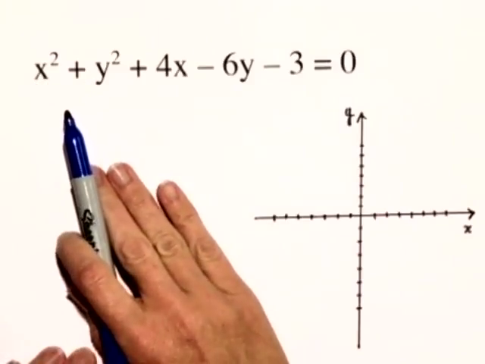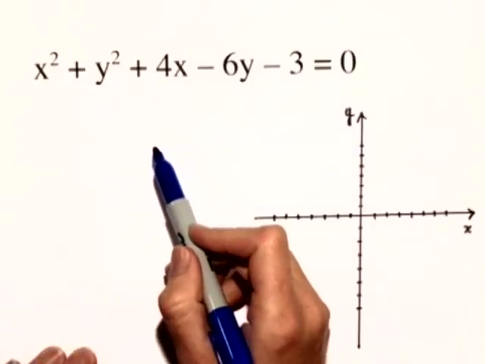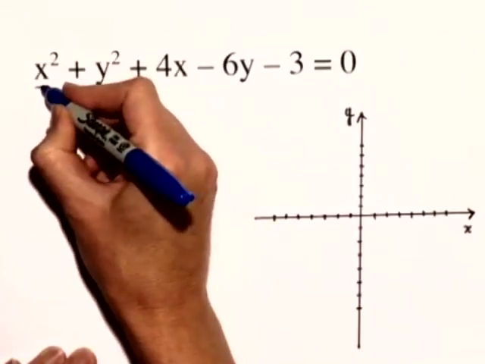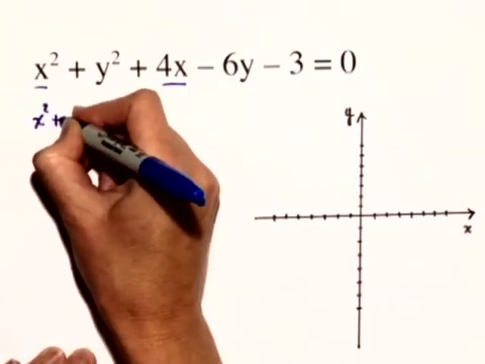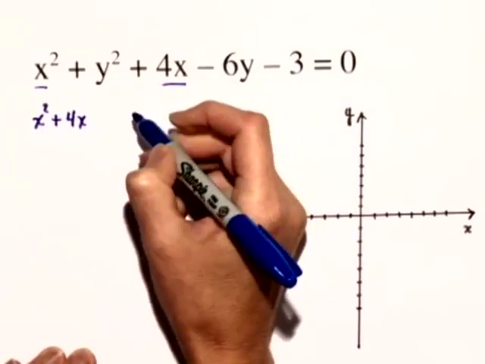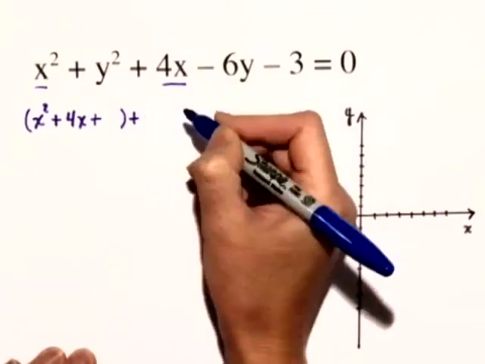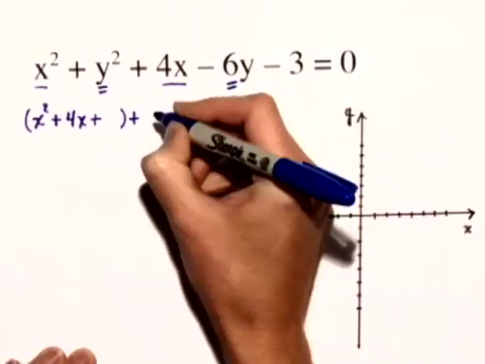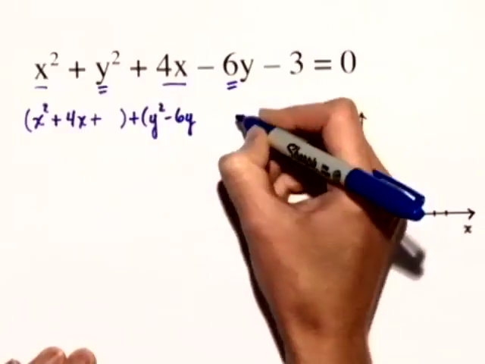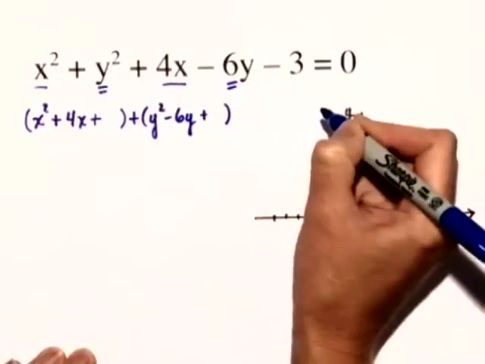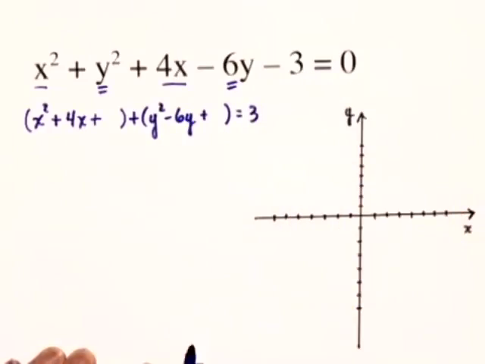But before we graph it, we really want to put it in standard form so we can pick out the center and also the radius. So in order to do that, what I want to do first of all is group the x terms together, and I'll have x squared plus 4x, and I'm going to leave some space because I'm going to complete the square on x. Plus, I'll also group the y terms together, and I'll have y squared minus 6y, and I'll leave some space there as well. And on the right-hand side, I have that equal to +3 just by moving the 3 over.